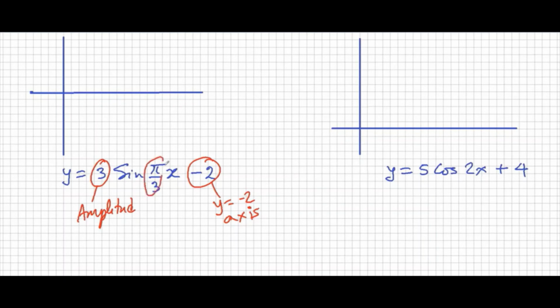The third thing we should know is, this is called B value. B value, it is the coefficient of the angle, which is a variable x. So 3 means it is an amplitude, and minus 2 means it is the equation of the axis.